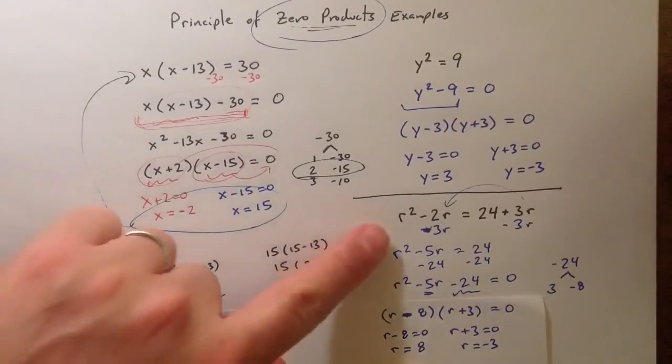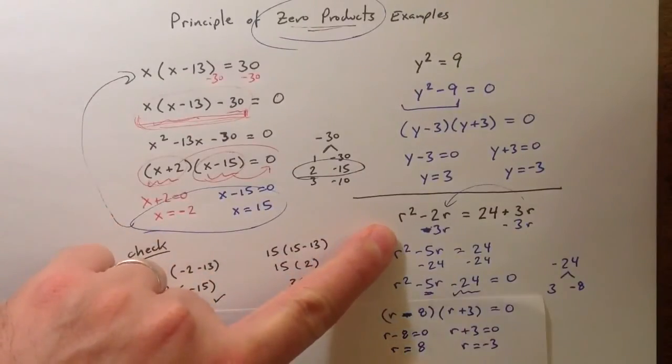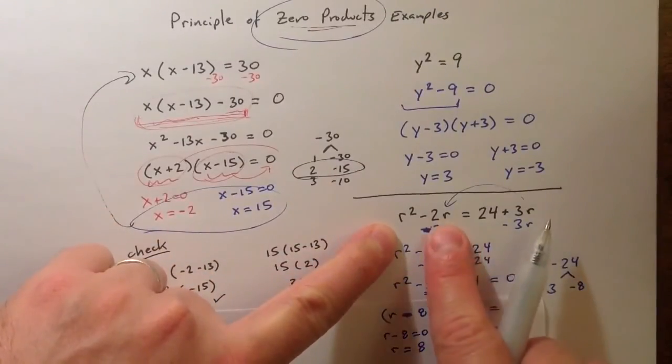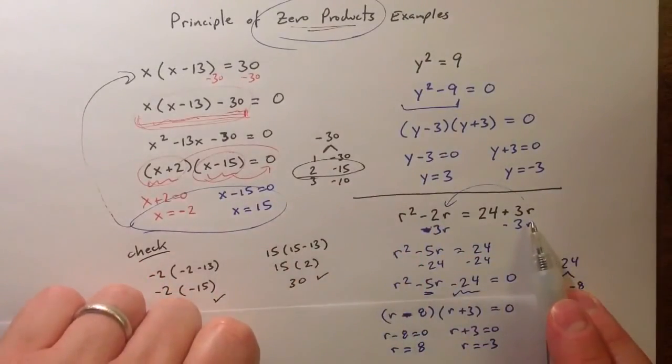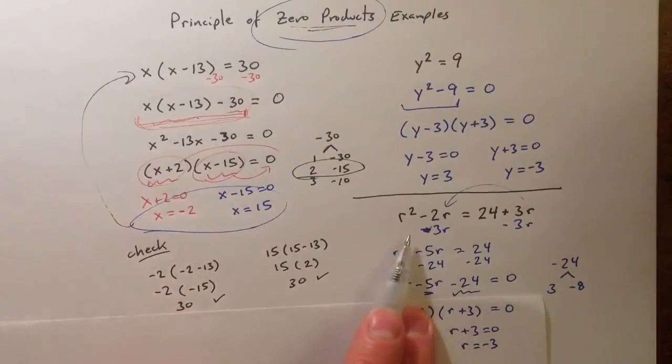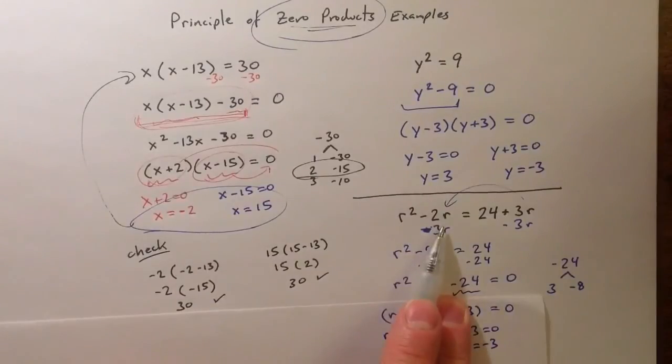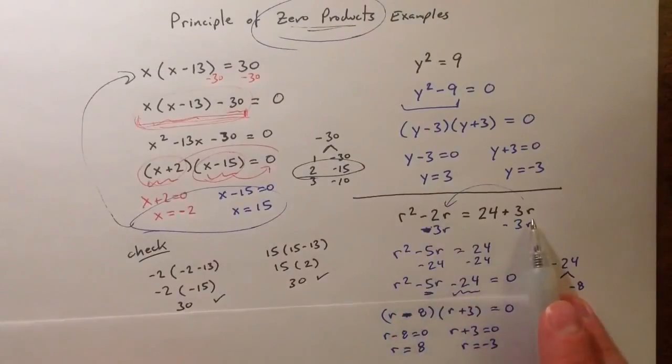If I plug the 8 back in to the original equation, 8 squared is 64, minus 16 is 48. And on the other side, 24 plus 3 times 8 is also 48. If I plug in negative 3, I get 9 minus 2 times negative 3, so that becomes a plus 6. 9 plus 6 is 15. On the other side, I get 24 plus 3 times negative 3. 24 minus 9 is also 15. So these both work in the original equation, and those are our two solutions.